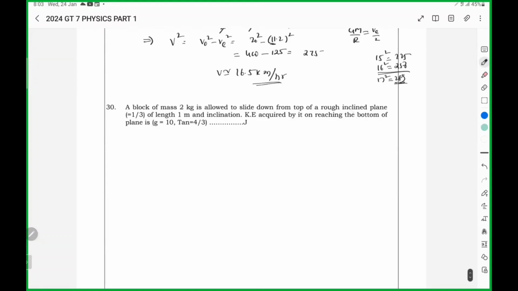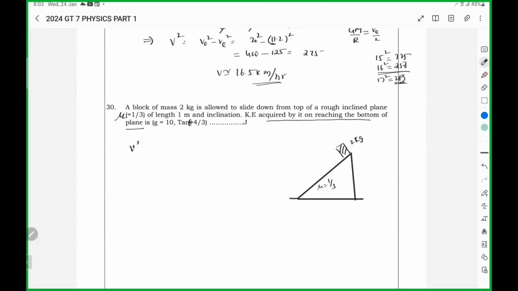The rest of the inclined plane, some letters are missing. Its coefficient of friction, tan theta is 4 by 3. So it is allowed to slide down from an inclined plane, where its mass is 2 kg, and the coefficient of friction is 1 by 3. Kinetic energy acquired by that dropped body when it reaches the bottom of the plane.